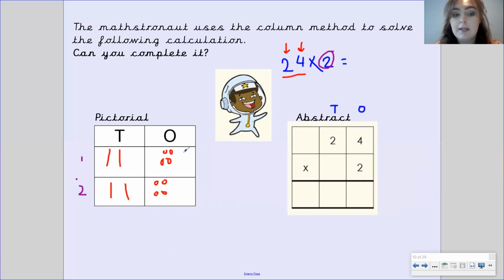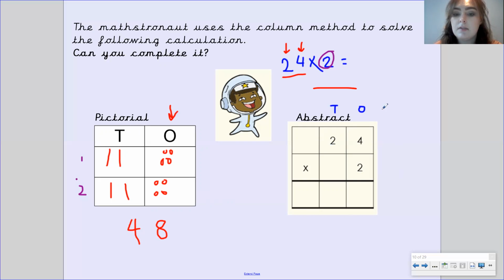Now what you can do is add them up. So we always start with our ones first. That's really important. 1, 2, 3, 4, 5, 6, 7, 8. And then let's have a look at our tens. 10, 20, 30, 40. So we know that that answer there is 48.